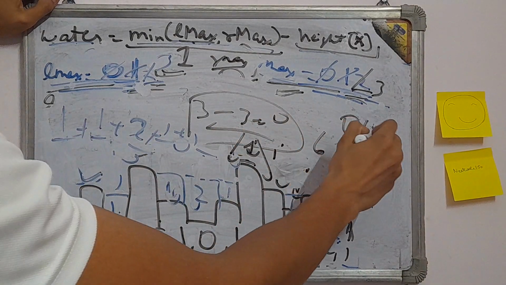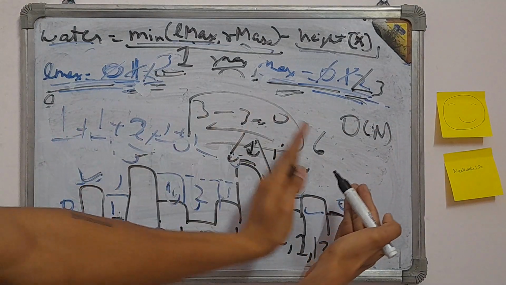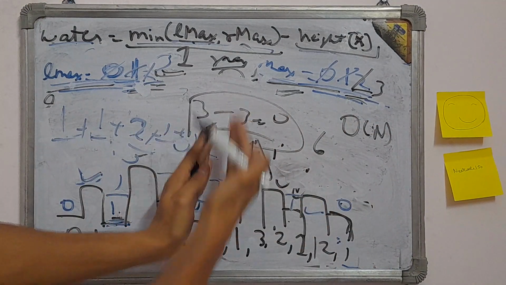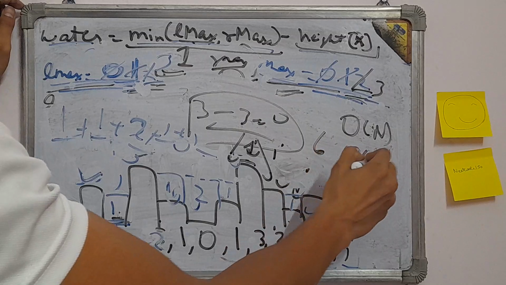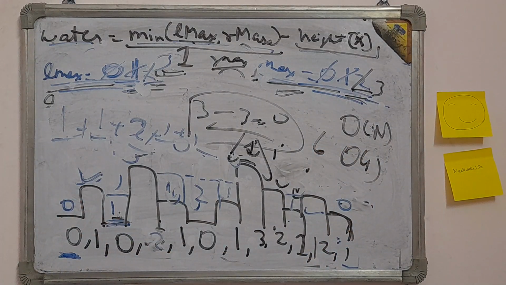We are able to do this in O of n. One loop, either I goes till here or J goes till here or I and J meet somewhere in between, that we did in this example, and space is O of 1. So this is the most optimal way to solve this question. It was similar to the previous question we did, container with most water.